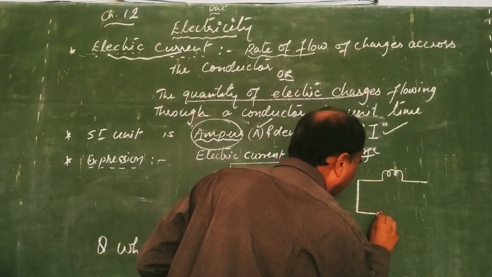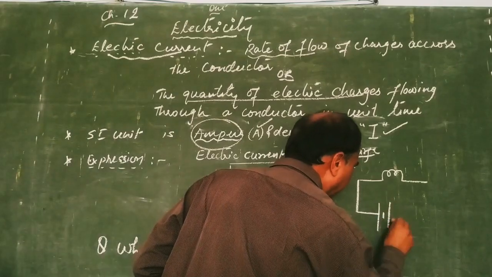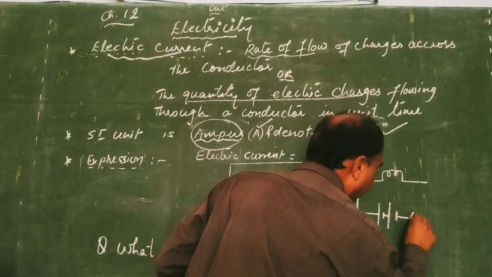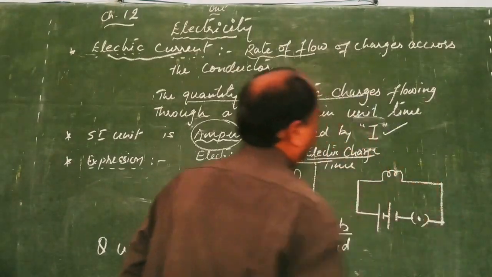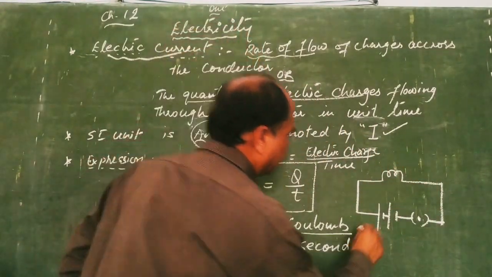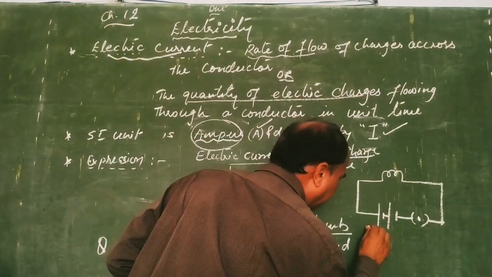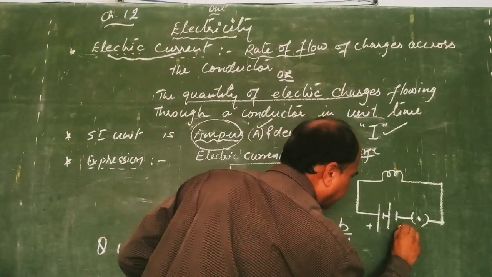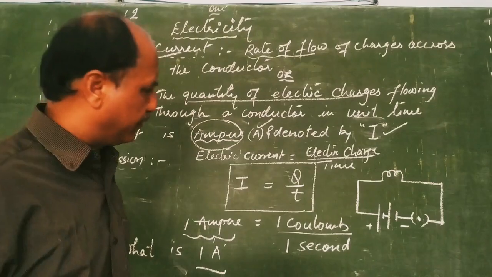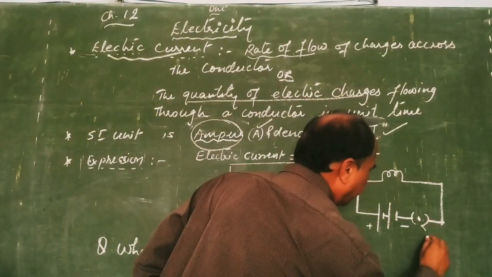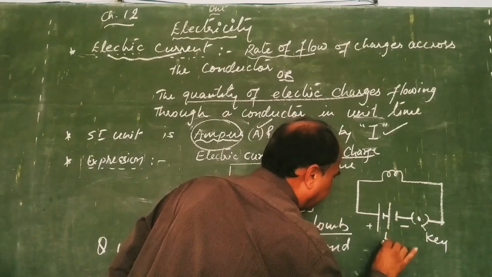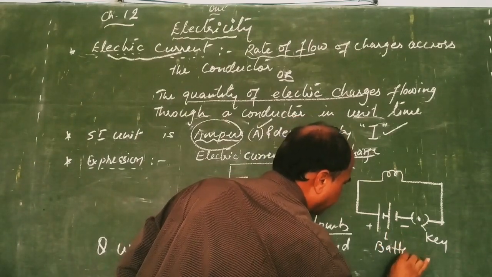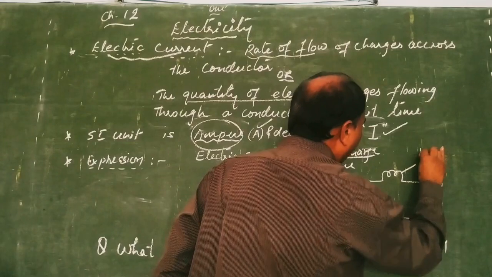Now, here we have taken a battery. I hope you know the symbol of the battery. See, the longer leg is always positive and the shorter one is negative. And this is a plug or a key, or a switch. This is a battery here, and a bulb or a lamp.